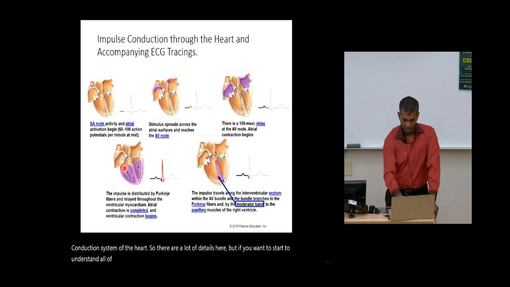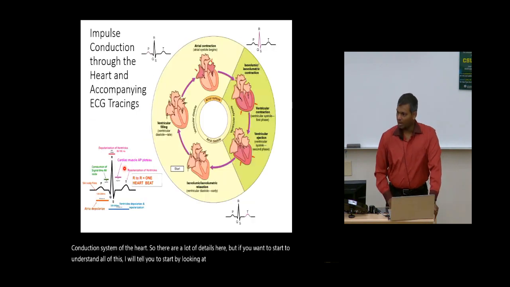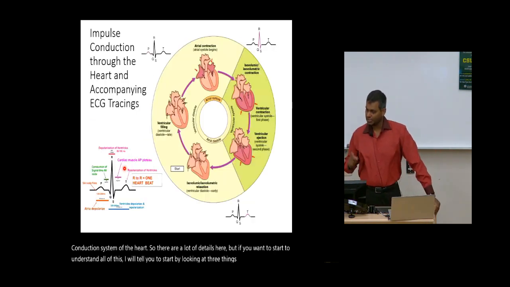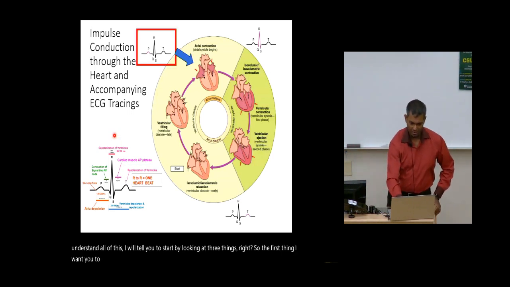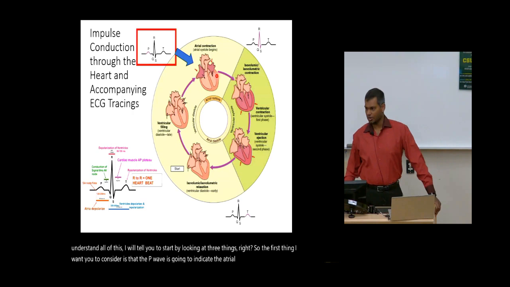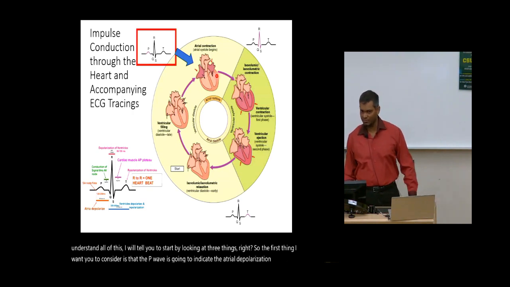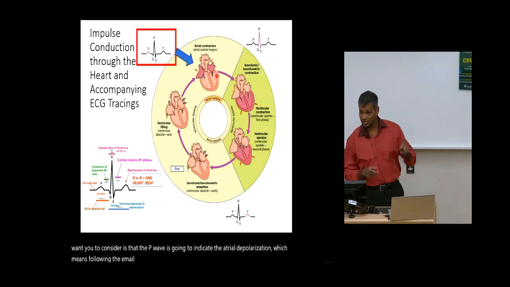So there are a lot of details here, but if you want to start to understand all of this, I will tell you to start by looking at three things, right? So the first thing I want you to consider is that the P wave is going to indicate the atrial depolarization, which means following the P wave, the atria will contract. That's the first thing, right?